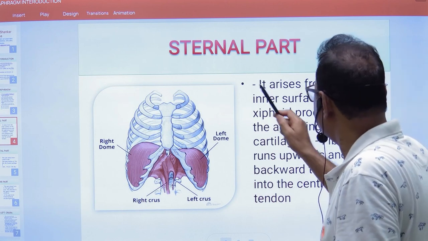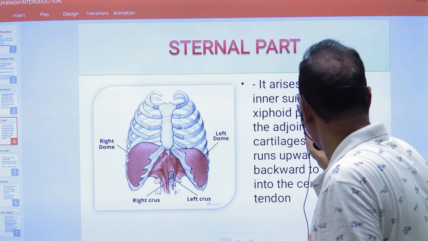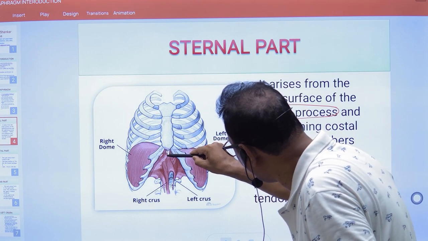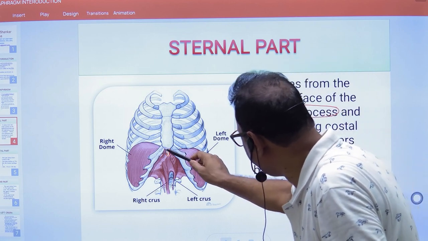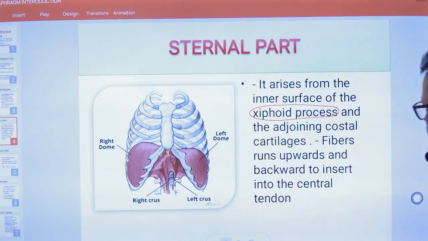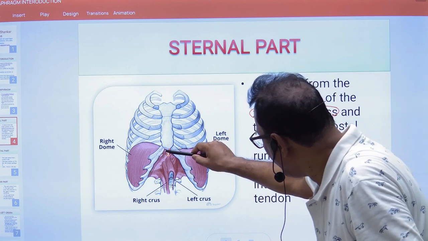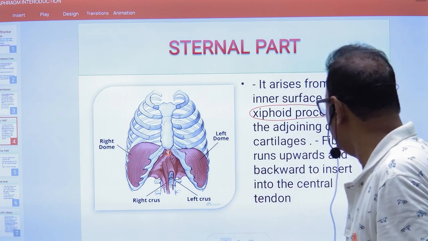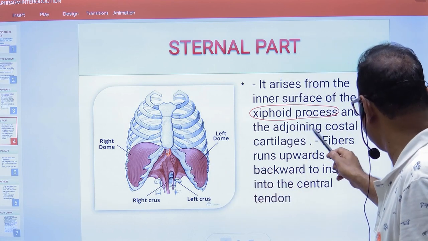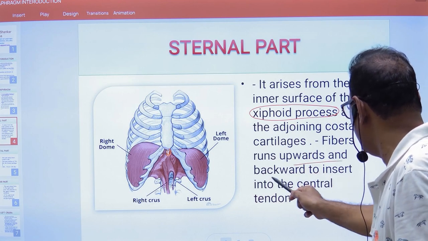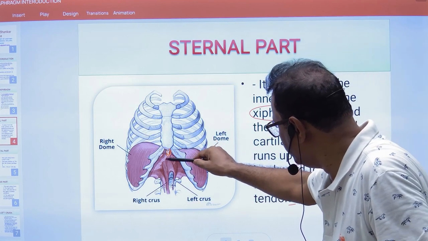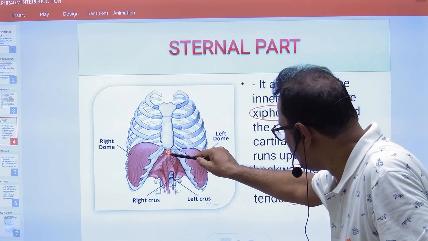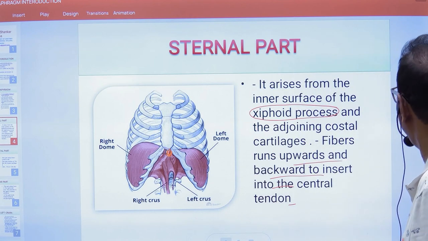Now coming to the sternal part. The sternal part arises from the inner surface of the xiphoid process. We have the xiphoid process over here, and the diaphragm attaches from here. From this xiphoid process it runs upward and backward to get inserted into the central tendon, which you will see in the next slide. So it is coming anteriorly.